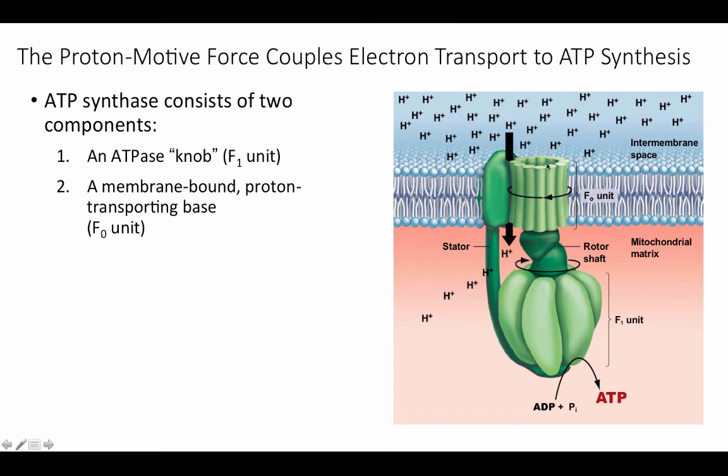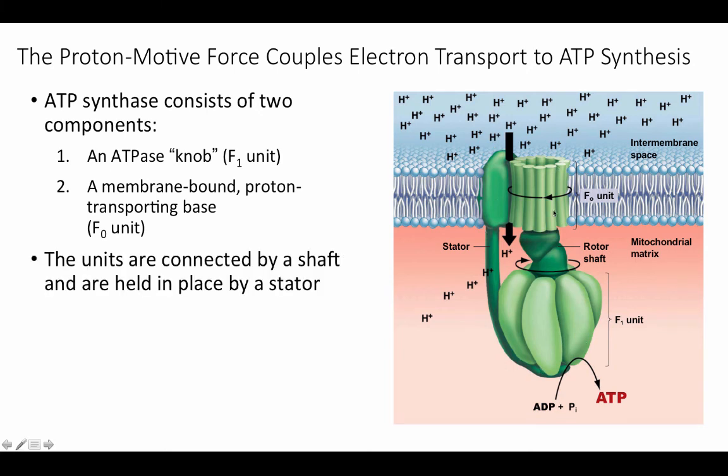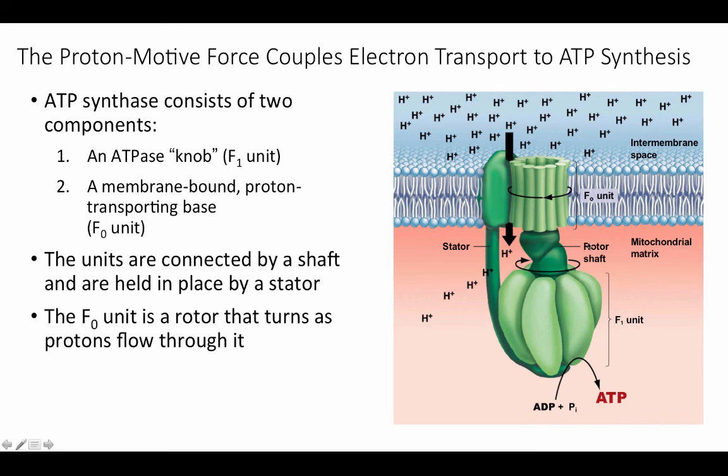So we call this the F0 unit, and the F1 unit down here. The units are connected by a shaft. There's a rotating shaft and also an element called a stator that's going to connect the two and hold them in place. This F0 unit is a rotor. It's actually going to physically turn as the protons flow through it.